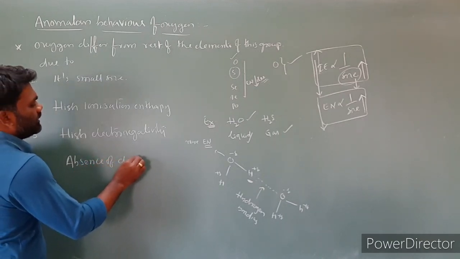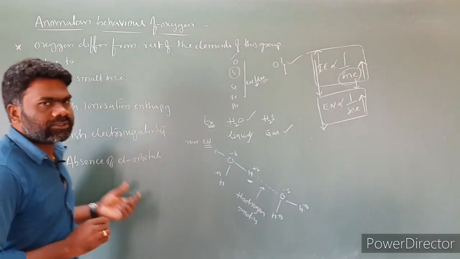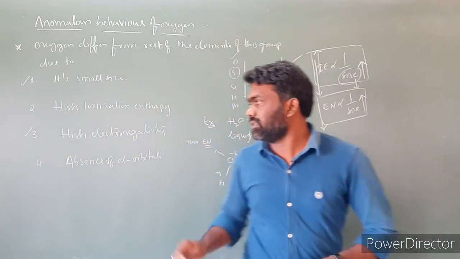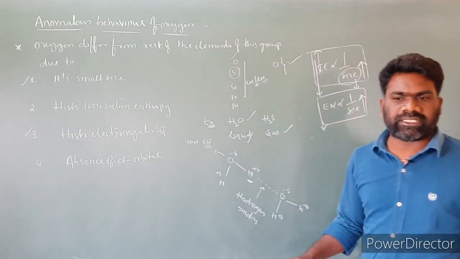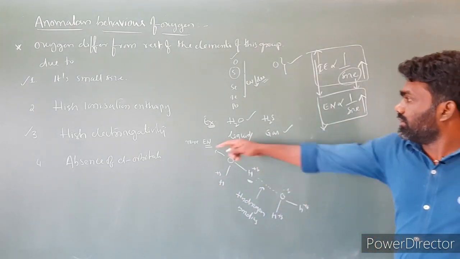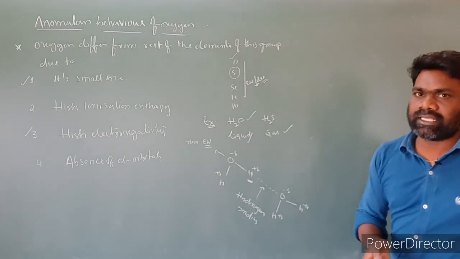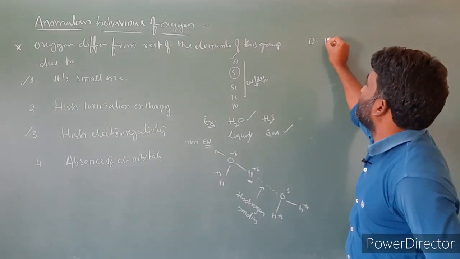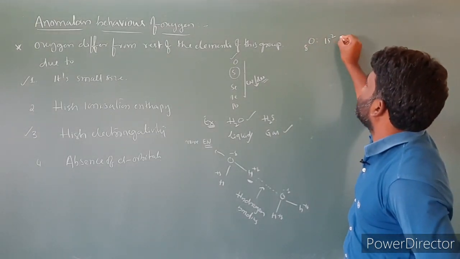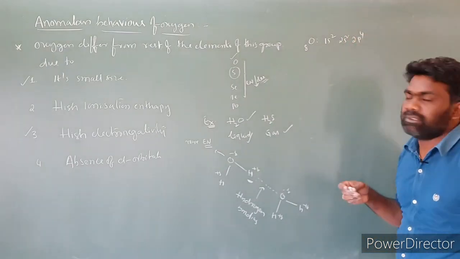Absence of d orbitals. Due to the absence of d orbitals, the properties of oxygen are different from the rest of the elements. Let us take an example of what absence of d orbital means. I am taking the oxygen electronic configuration. Its atomic number is 8, and the electronic configuration is 1s2, 2s2, 2p4.